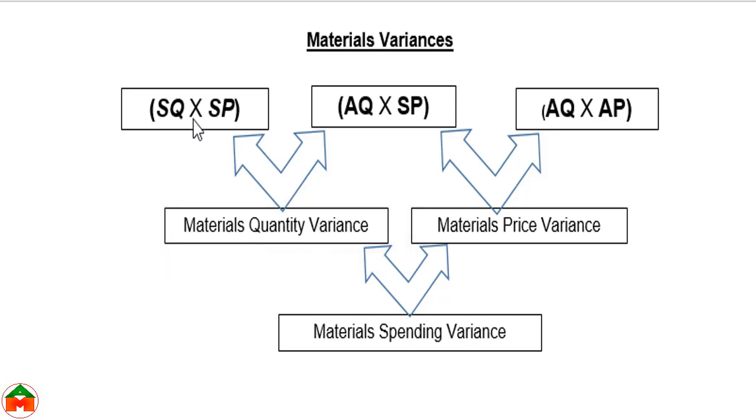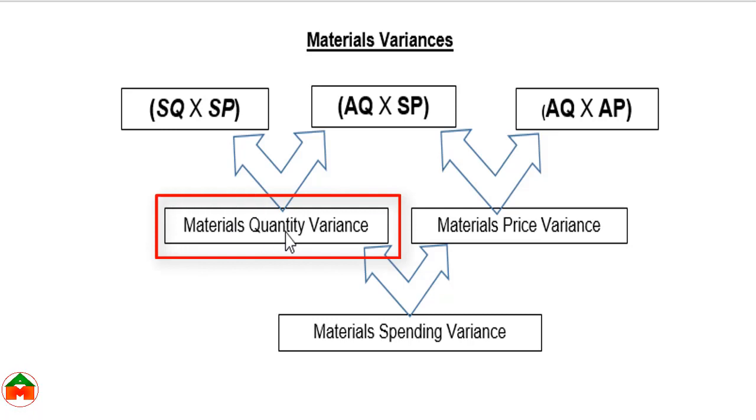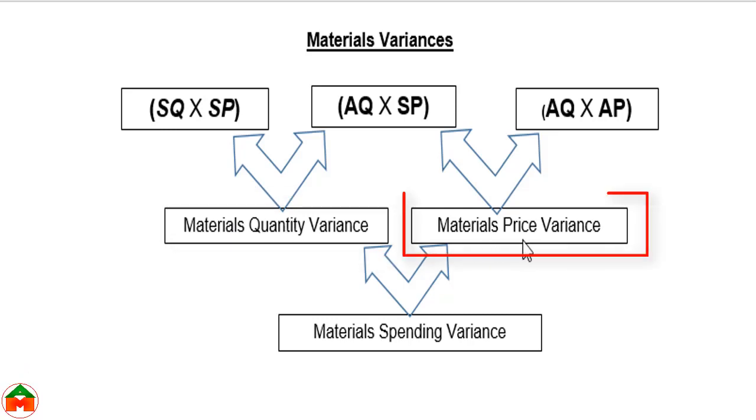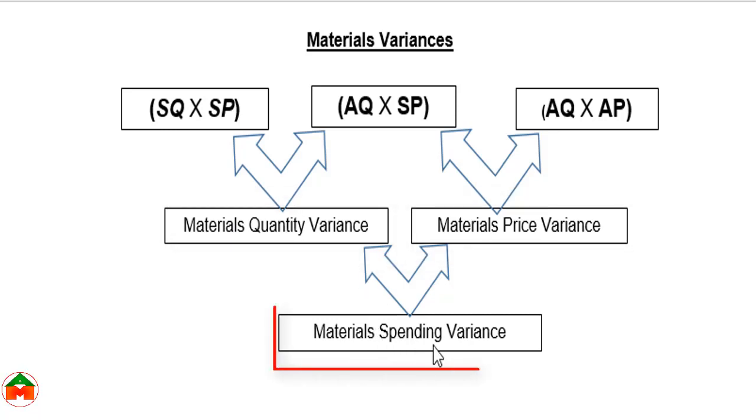Here we will get a cost and here we will get another cost. If we take the difference by deducting both amounts, we will get the material quantity variance. On the other hand, if we compare these two amounts, we will get the material price variance. After that, if we combine the material quantity variance and material price variance, we will get the material spending variance. So this is a very simple formula to calculate the material variances.